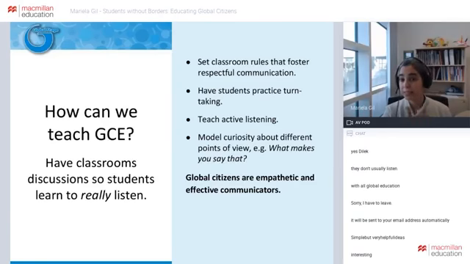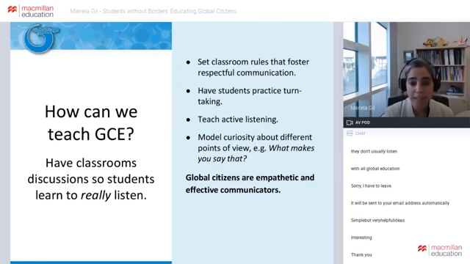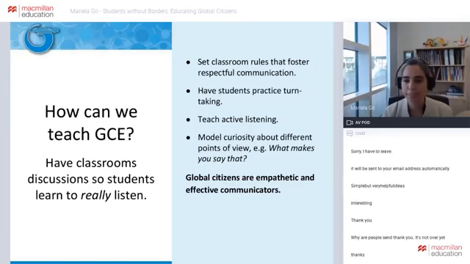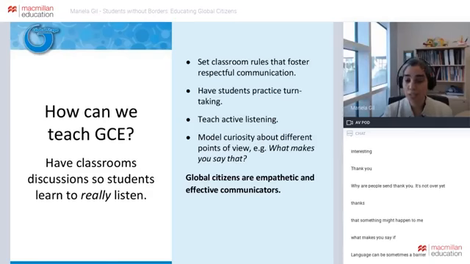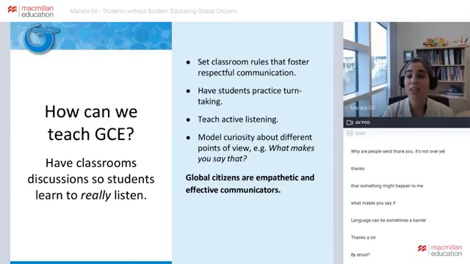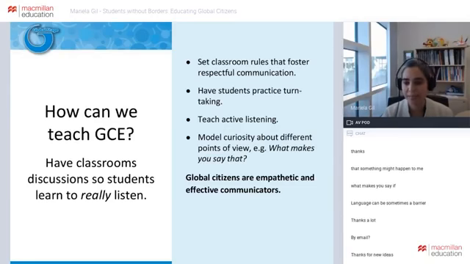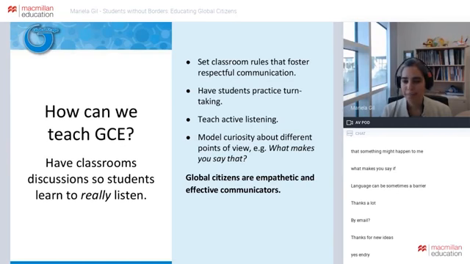Model curiosity. When you're doing an activity that's teacher-led, when you're asking for volunteers, ask people, what makes you say that? So that they see how it's done. All of this is because global citizens are empathetic and effective communicators. So we want to help them make connections with each other, and we want to help them see how to listen and how to communicate when they're listening. So let's look at another idea.